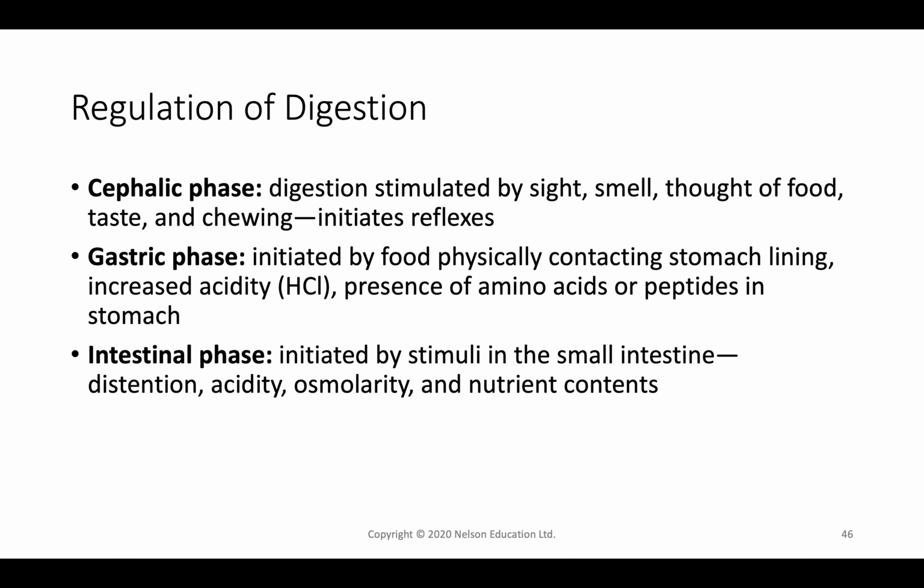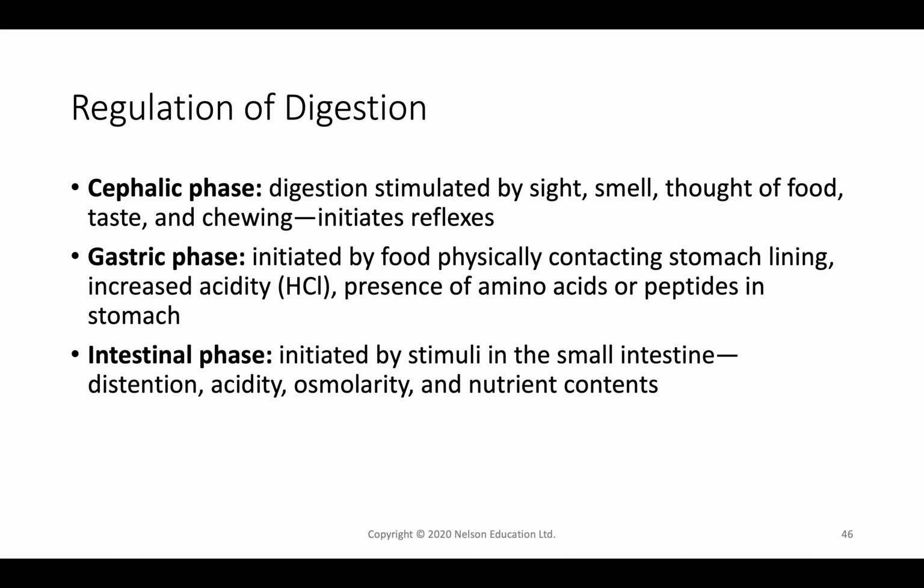So the cephalic phase is when we have the stimulation of digestion by the thought of food, the smell of food, the sight of food, or the actual taste and chewing of food. This can be the example of when you really aren't hungry all day long until you get home and you smell the food that your roommate is making and you go, oh, I actually am hungry. And all of a sudden, that's the cephalic phase. That's when your head says, I'm ready to eat.